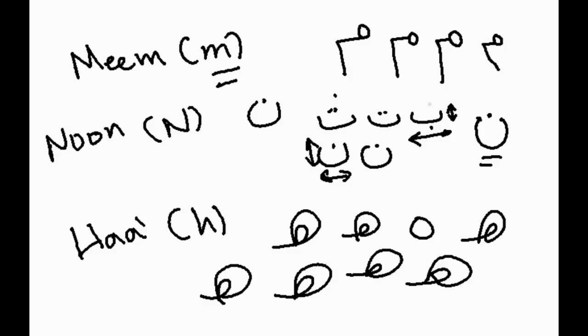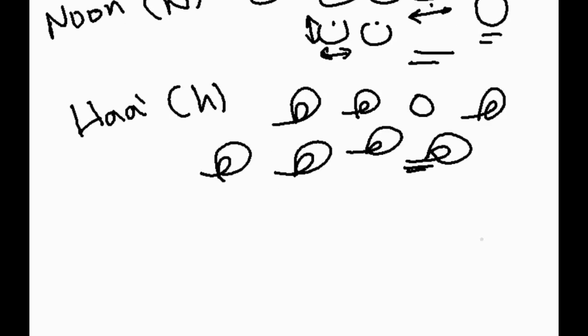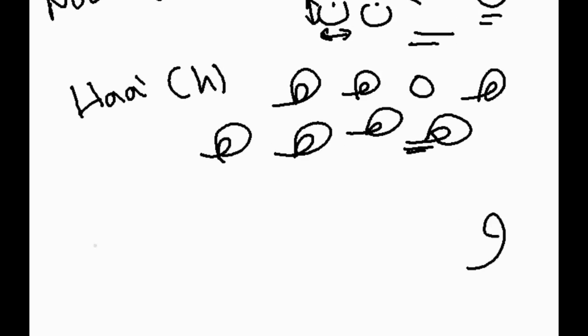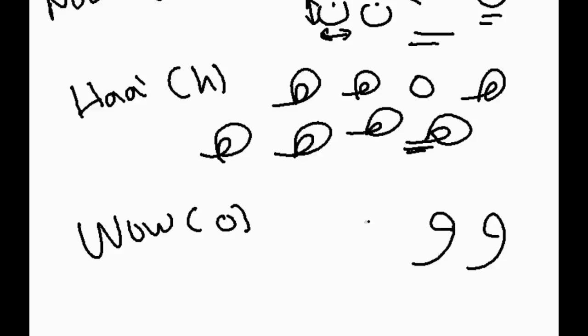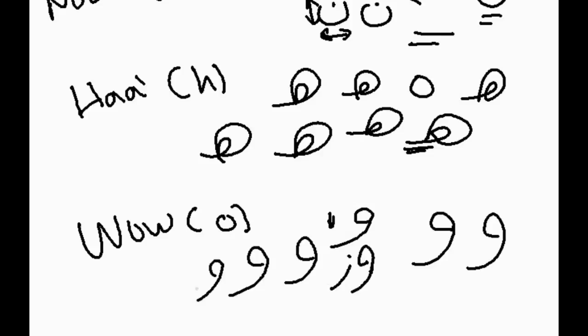Meme, noon, ha, then we have wow. Wow, and that's letter O in English. And wow is a circle with an arc. If you remember in part 2 we talked about ra and zai. This letter is similar to them in structure, but with a circle at the beginning and then an arc.